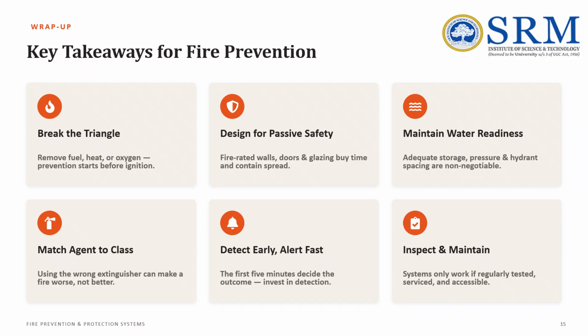Fire occurs only when heat, fuel and oxygen are present together. Understanding fire classifications helps us choose the correct extinguishing agent. Passive fire protection slows the spread of fire, while active systems detect and suppress fire. Adequate water supply, hydrants, sprinklers and extinguishers are essential for industrial safety.